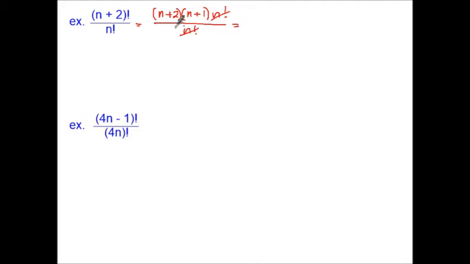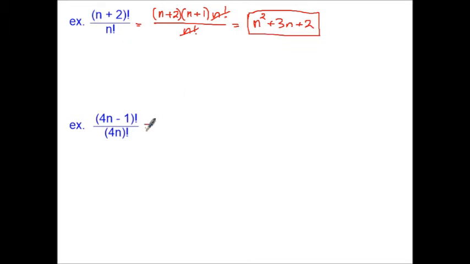And then basically I just have n plus 2 times n plus 1, which, admittedly, is pretty small, so we should be able to FOIL that into n squared plus 3n plus 2. And there you go. So then for any value of n, you wouldn't have to work out this whole thing. You could just work out a simple polynomial instead of these two big factorials.